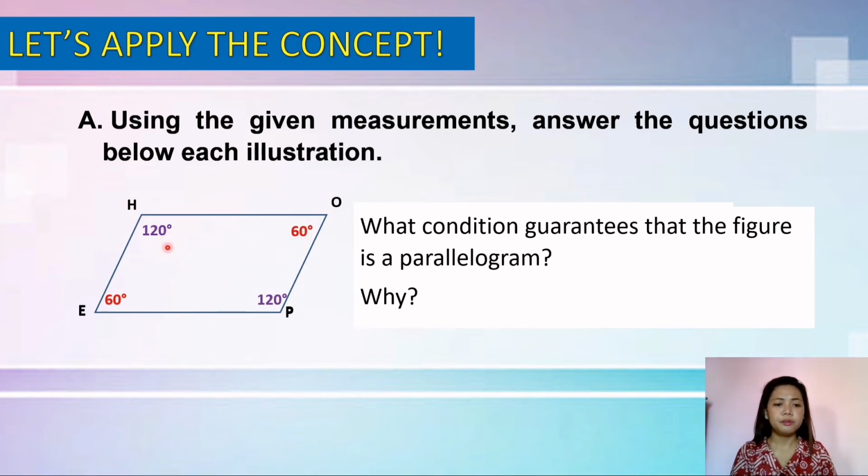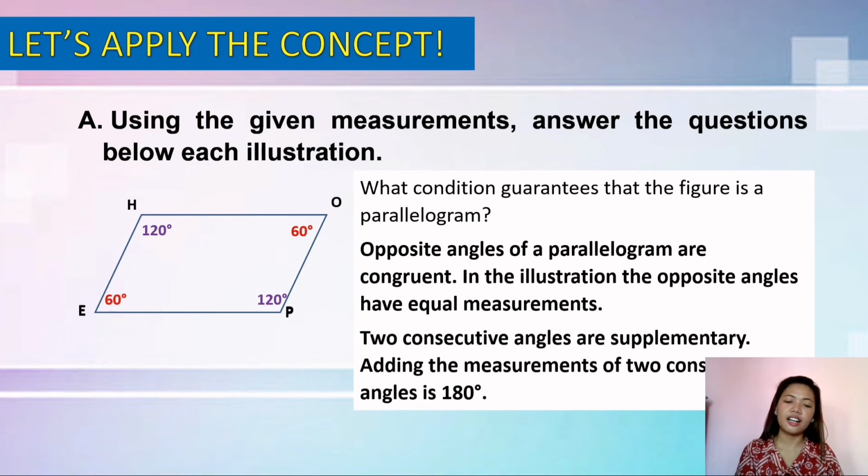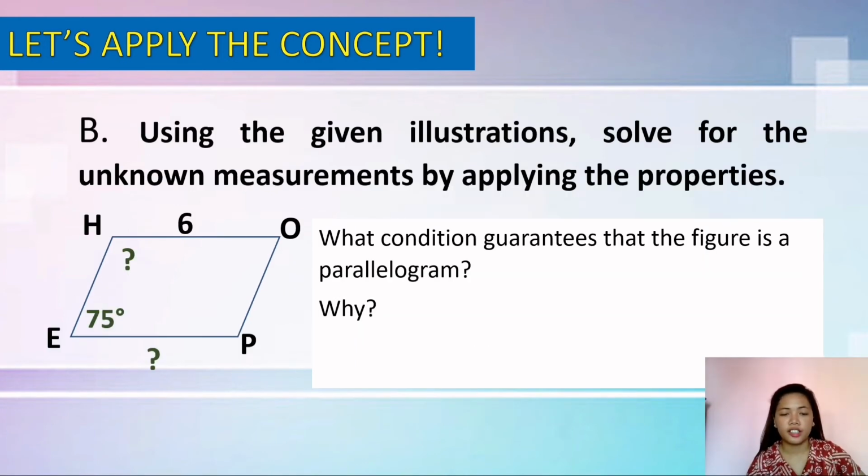So, if you will add angle H and angle O, what will be its sum? Is it equal to 180 degrees? Yes, it is. So, therefore, the consecutive angles of this quadrilateral is equal to 180 degrees, which guarantees that it is a parallelogram. So, we have two properties that guarantee that this quadrilateral HOPE is a parallelogram. Let's have another situation here. So, here, using the given illustrations, solve for the unknown measurements by applying the properties.